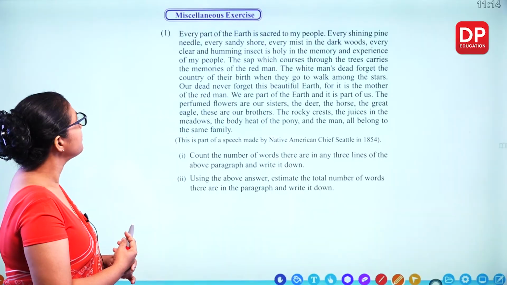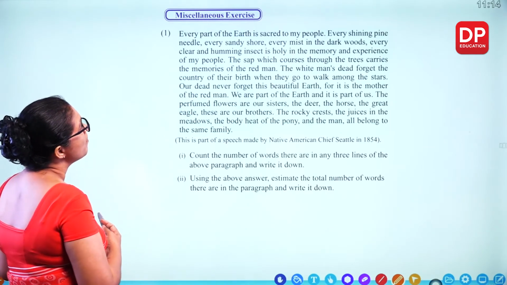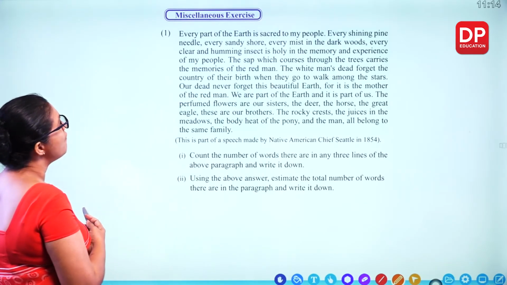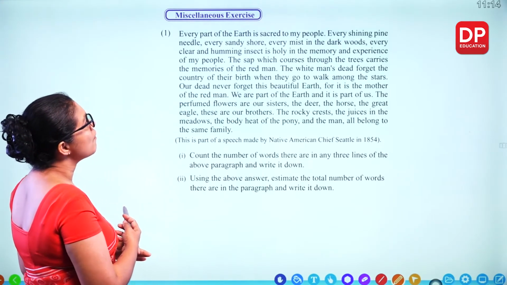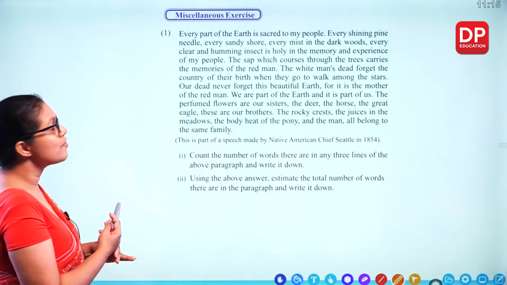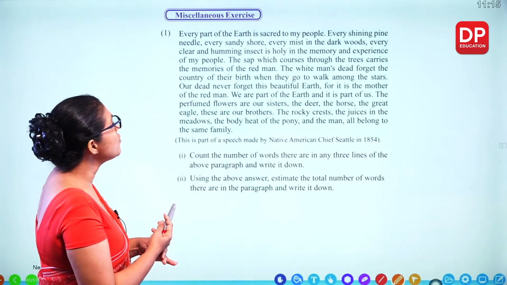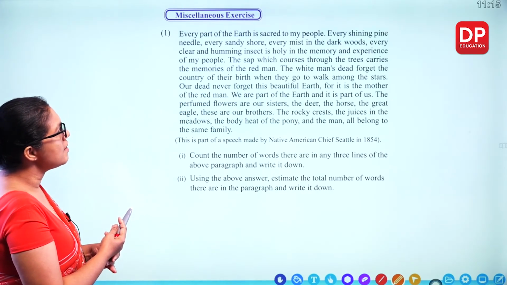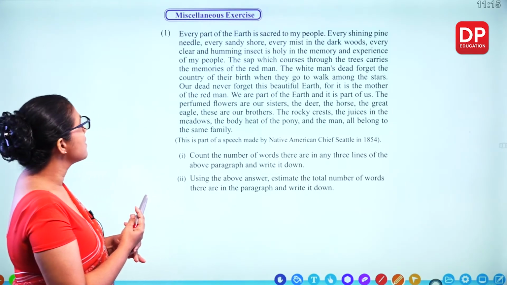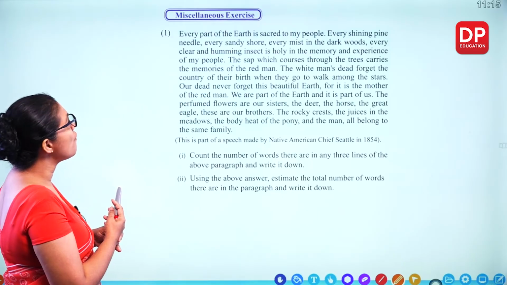Miscellaneous exercise. Question number 1. Every part of the earth is sacred to my people. Every shining pine needle, every sandy shore, every mist in the dark woods, every clear and humming insect is holy in the memory and experience of my people. The sap which courses through the trees carries the memories of the red man. The white man's dead forget the country of their birth when they go to walk among the stars. Our dead never forget this beautiful earth, for it is the mother of the red man.